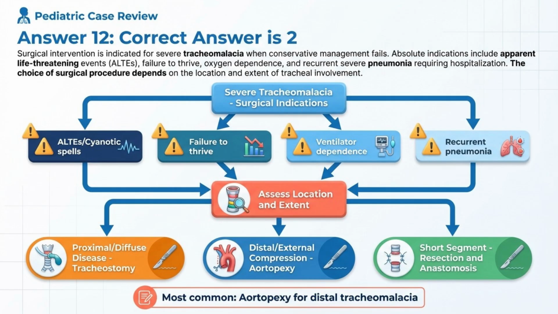The correct answer is Option 2. Consider surgical intervention. The surgical indications flowchart confirms that when conservative management fails, surgery is required. Absolute indications include apparent life-threatening events, failure to thrive, persistent oxygen dependence, and recurrent severe pneumonia requiring hospital admission.